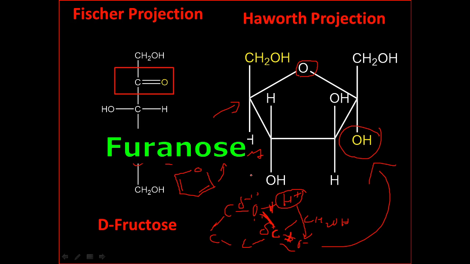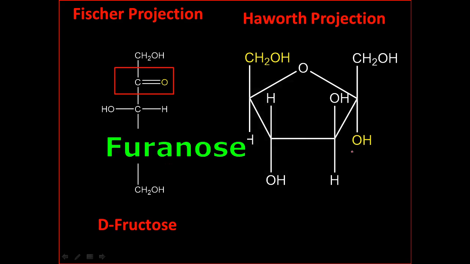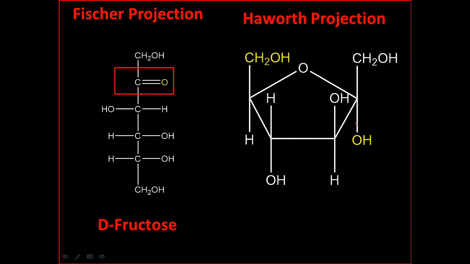Now, how do we name this one? We need to look at the fifth carbon and the second carbon. Okay? Don't mind the first carbon. Even if it is CH2OH, don't mind it. The only thing you need to focus on is the OH that is attached to the second carbon and the CH2OH, or the sixth carbon, that is attached to the fifth carbon.